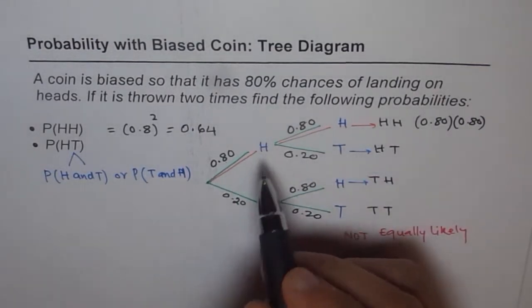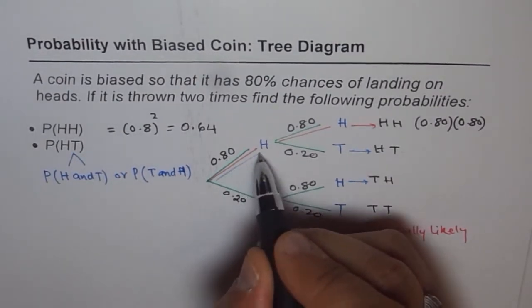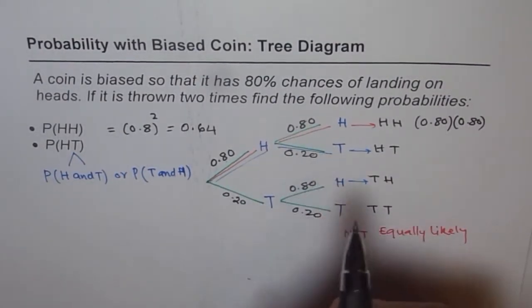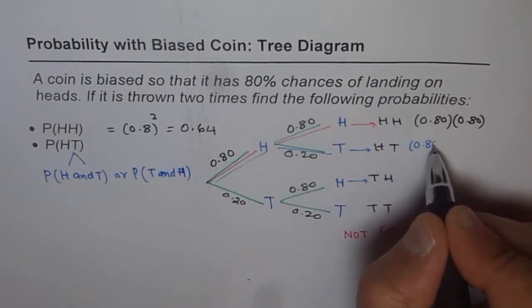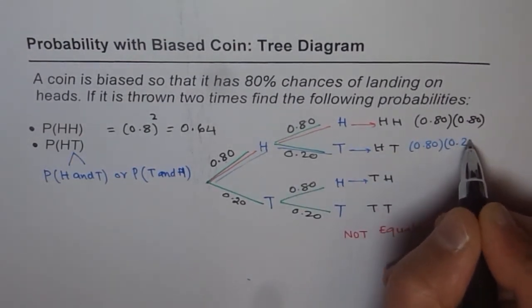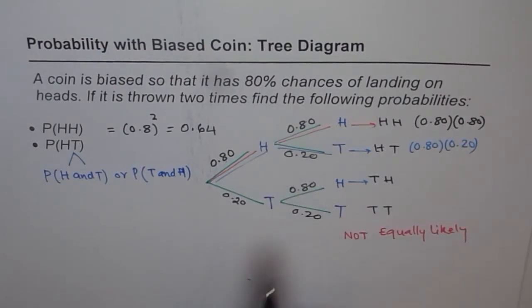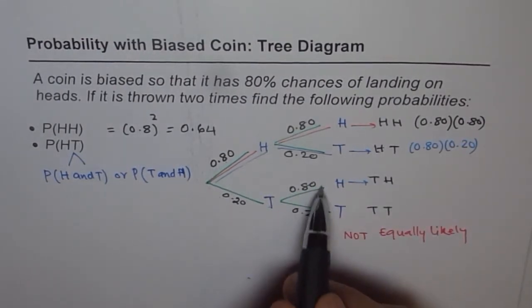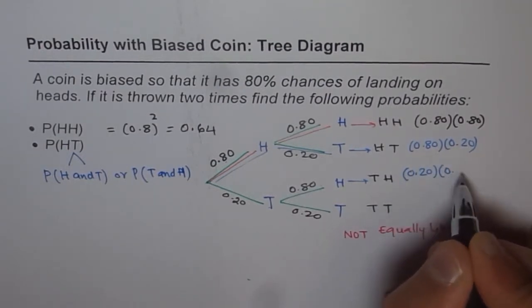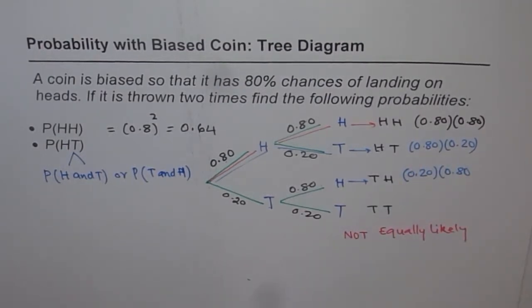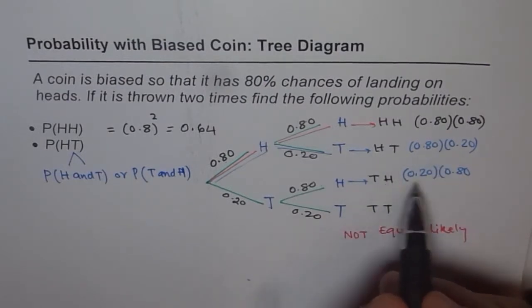If you go through this path, that means first you get head and then you get tail, then you have to multiply 0.8 with 0.2. So you get 0.80 times 0.20, correct? On the other hand, if you want first tail and then head, then you get 0.20 times 0.80, correct? So these are the two answers which you could get for head and tail and tail and head.